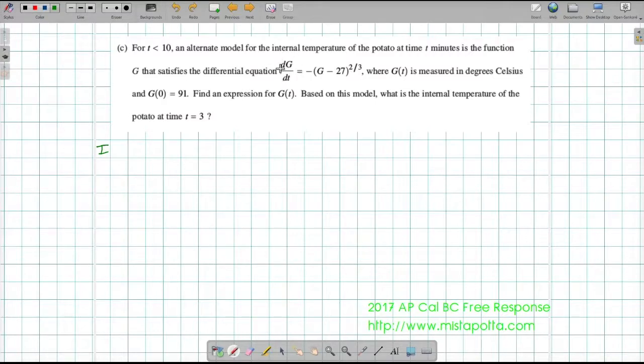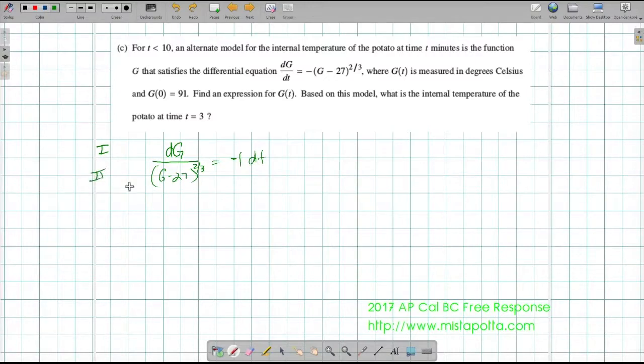I want to make sure all of my dependent variables are on one side, my independent variables are on the other side. So g is my dependent variable. I want to move this g minus 27 to the 2/3 power over to the left side. And that means all I'm going to have on the right side is a negative 1 dt. So that's my first step.